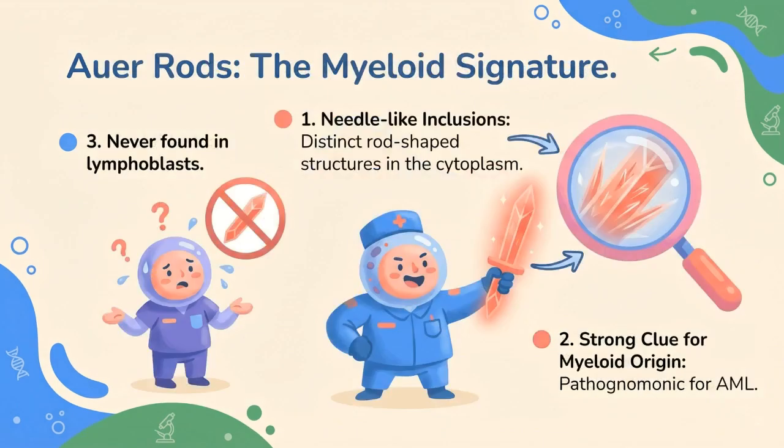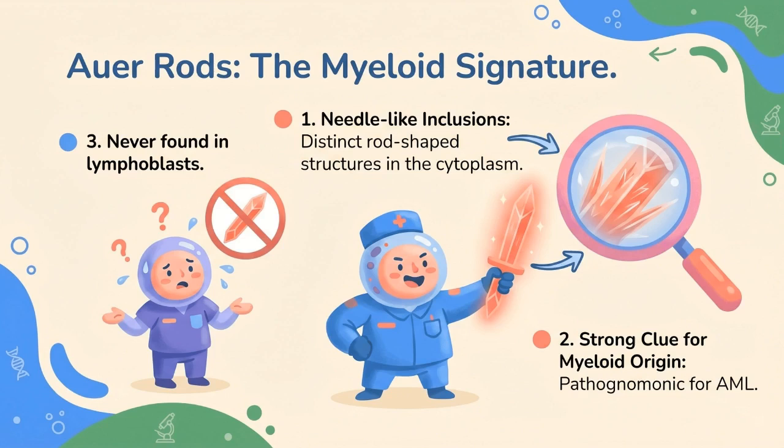Building on our discussion of AML morphology, let's focus specifically on our rods, because they are truly a myeloid signature. These are distinctive needle-like or rod-shaped inclusions found within the cytoplasm of myeloblasts and promyelocytes. They're essentially abnormal aggregations of primary granules, which are characteristic of myeloid cells. The presence of our rods is considered a strong clue for myeloid origin and is almost pathognomonic for AML.